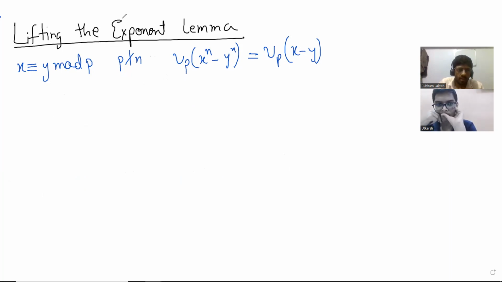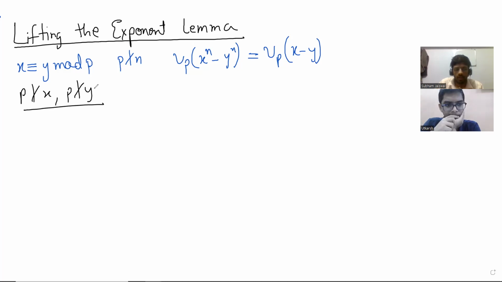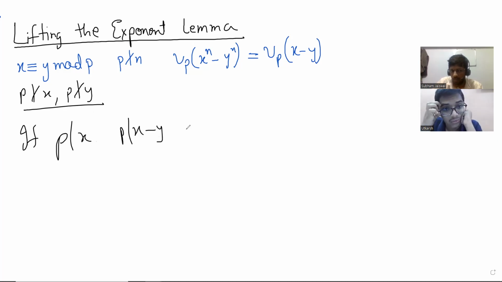Maybe I'll just interrupt and add that p does not divide x and p does not divide y. This case we are removing. In a way, this is a simple case and will not add any new information. Why? Because if p divides x, and we already know that p divides x minus y, that implies that p divides y.